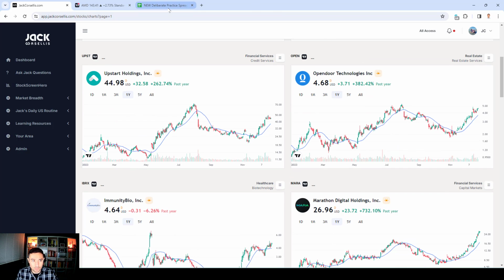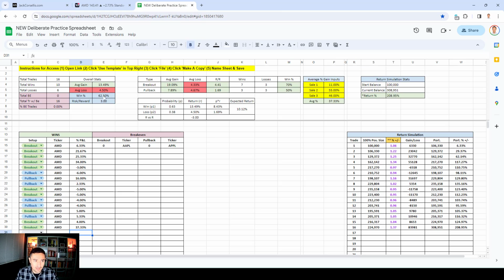We'll just summarize with the session stats as well. So okay, kind of okay. Win rate 62%, pretty happy with that. Risk versus reward 3, I'm happy with that. Average gain 13.49, average loss 4.5%. You can see how the 80-20 rule is applicable here. So roughly 80% of the profits came from 20% of the trades. That's just the reality, I think, when you are swing trading.